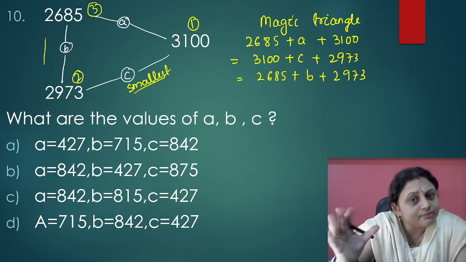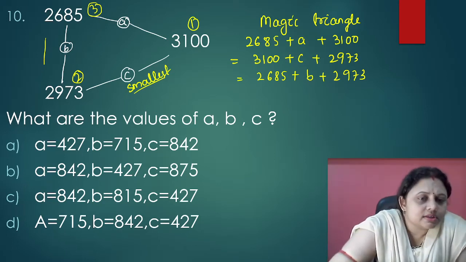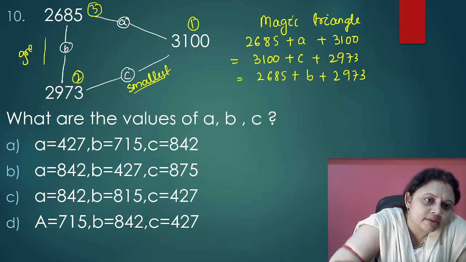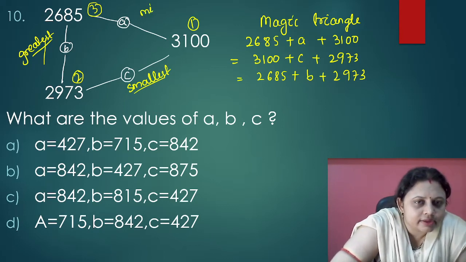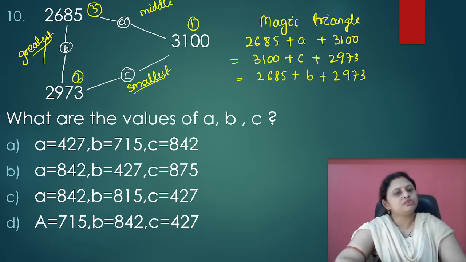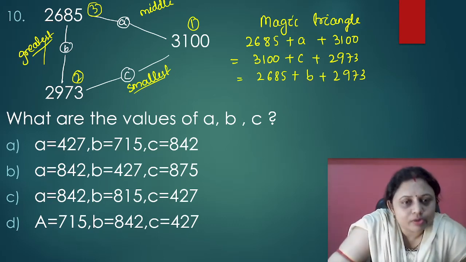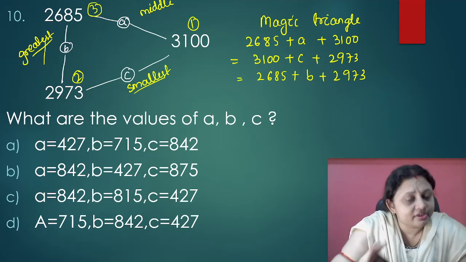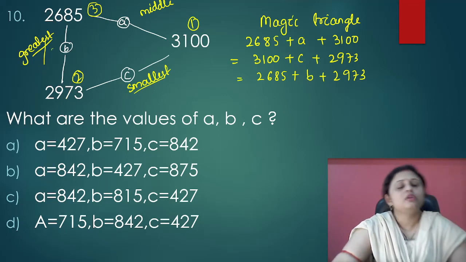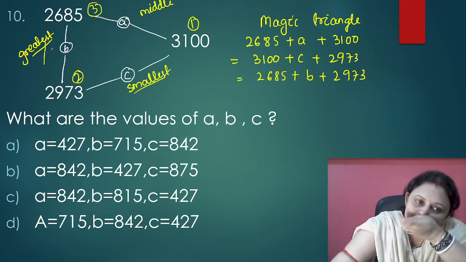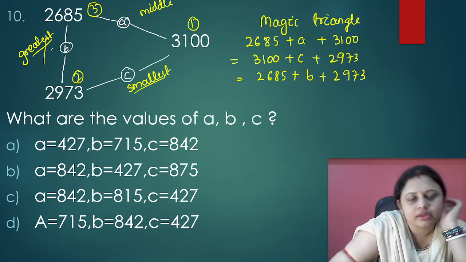And if smaller numbers are there, meaning 2685 and 2973, they are smaller. If the smaller numbers are there, you have to add here the greatest number, and it will be in the middle. Got what I want to say? If greater numbers are there, you have to add their smallest number. And if smaller numbers are there, you have to add the greatest number here. So how to do it? You have to choose the option. It is the short trick.